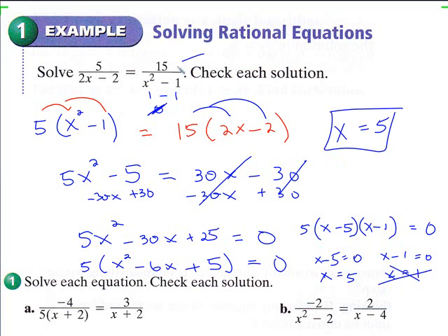Okay, that's what it is. So always make sure you check your solutions, so that any solutions that result in 0 in the denominator cannot be considered, or cannot be a solution.